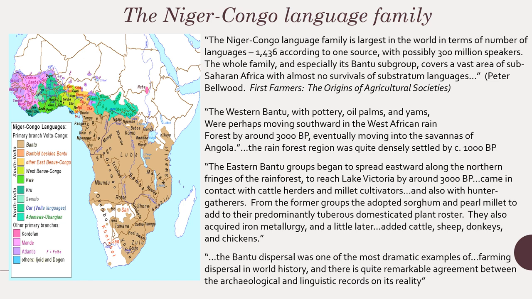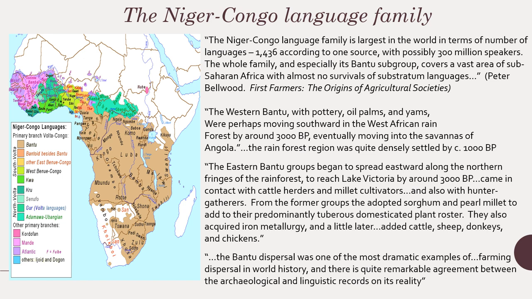There's really two migratory groups here. The Western Bantu, again quoting the same source, with pottery, oil palms, and yams, perhaps moving southward in the West African rainforest, getting there by around 3,000 years ago, and eventually moving into the savannas of Angola, which is the southwest of Africa, and the rainforest region being quite densely settled, probably by about 1,000 years ago.